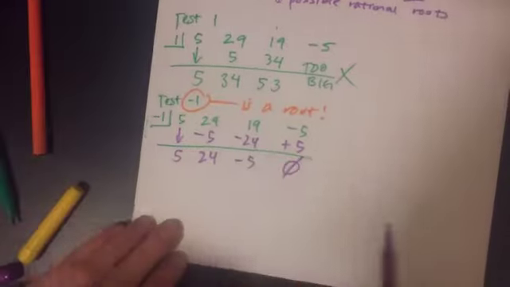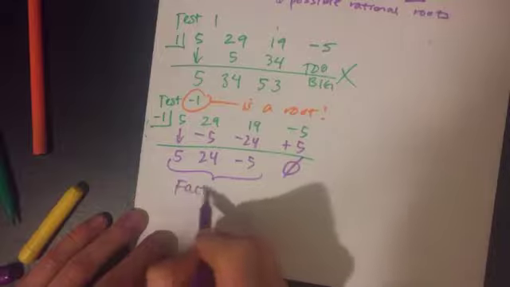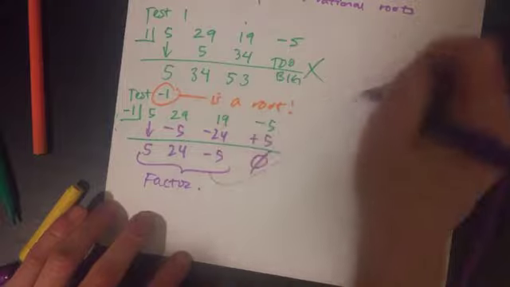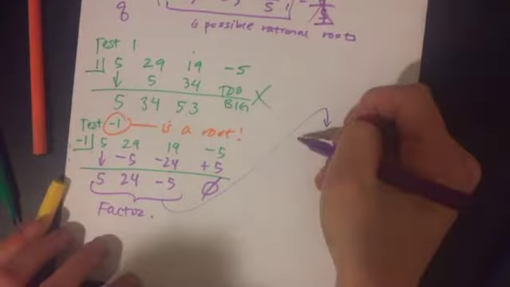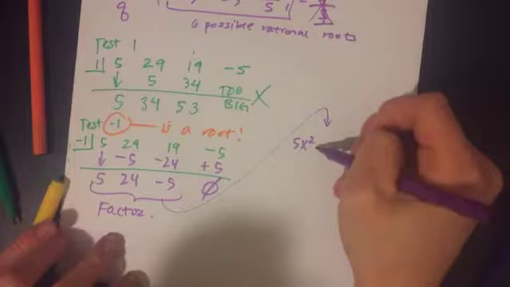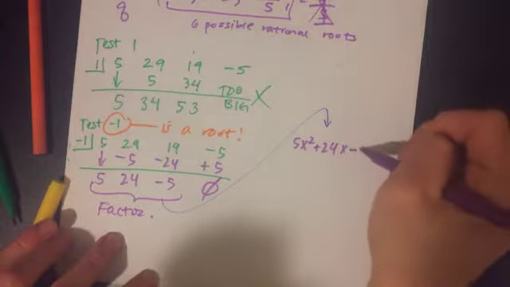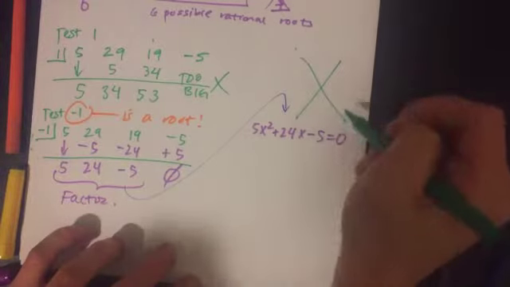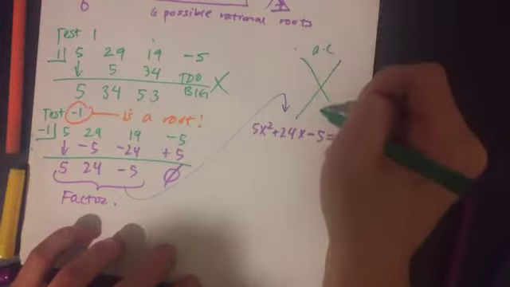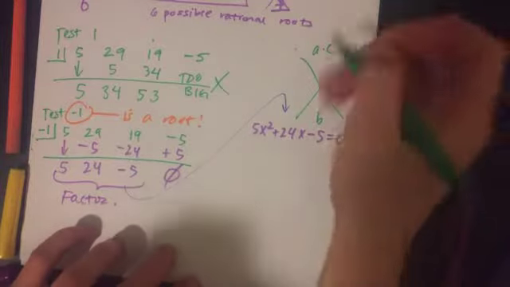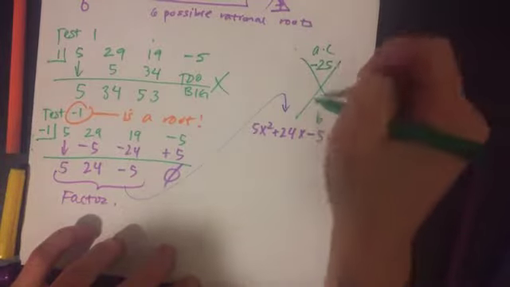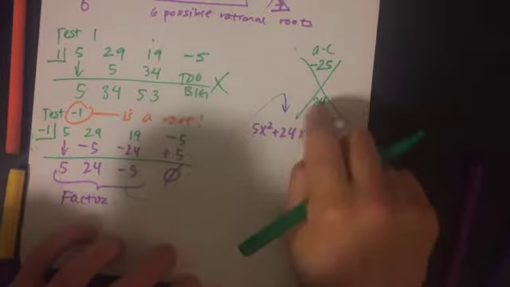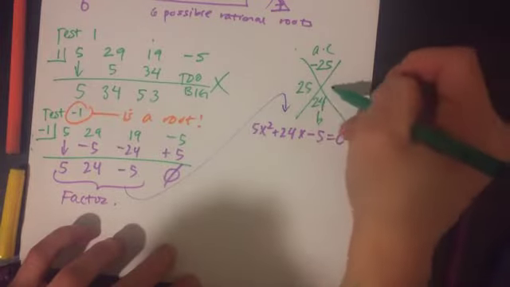So here's what I gotta do. I gotta factor this. So I'm gonna do that over here. So here is my equation: 5x squared plus 24x minus 5 equals 0. And I'm gonna see if this is factorable. So on top I have a times c, on bottom I have b. 5 times negative 5 is negative 25. B is 24. 2 things that multiply to this and add to this will be 25 and negative 1.